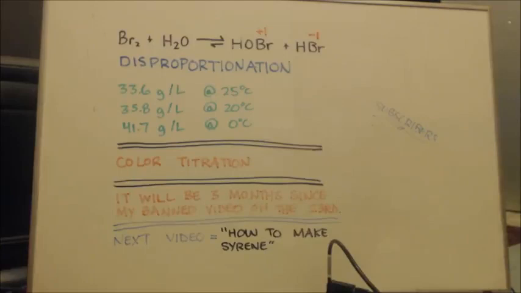But how do you know when you're done? Well, when you drip it in, it'll take longer and longer for that red to go away, right? And eventually you're going to drip it in, and the red will never go away. The reason it'll never go away is because your reaction is done. That's how you know you're done.